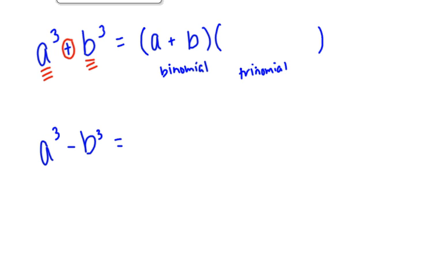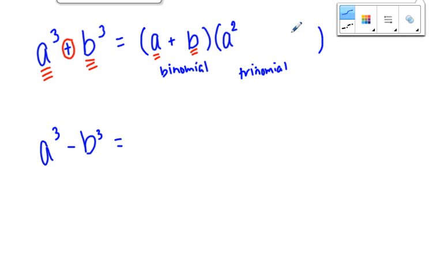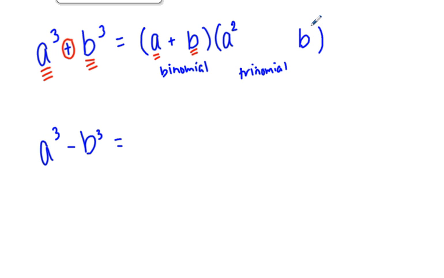The next thing I'm going to do is take my first term that I've gotten in my answer, and I'm going to square it. So a to the second power is a squared. Next, I'm going to take my second term from my binomial, which is b, and I'm going to square that as well. The sign in front of your last term, in this case b squared, will always be a plus.